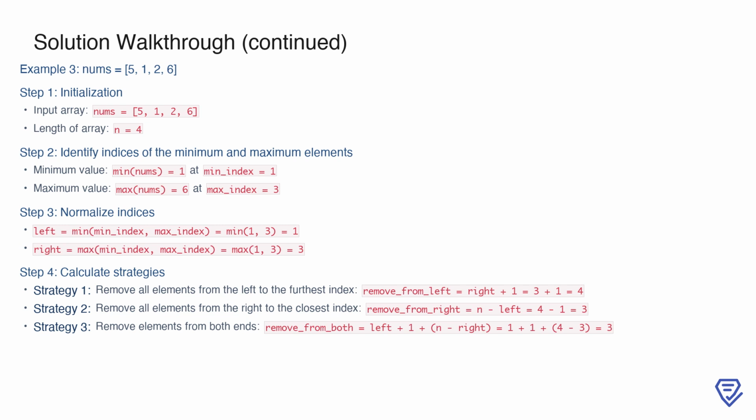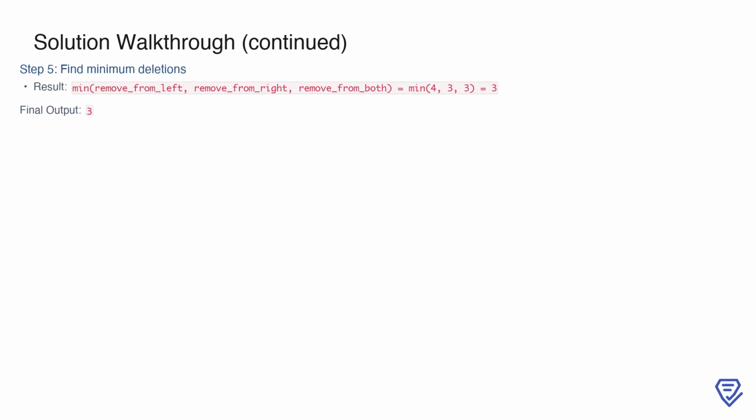For strategy 1, removing all elements from the left to the furthest index requires 4 deletions. For strategy 2, removing all elements from the right to the closest index requires 3 deletions. For strategy 3, removing elements from both ends also requires 3 deletions. Finally, we determine the minimum number of deletions for this example. Comparing the three strategies, we have 4 deletions for removing from the left, 3 deletions for removing from the right, and 3 deletions for removing from both ends. The minimum value among these is 3. This becomes the result for this example. Therefore, the final output for this example is 3.